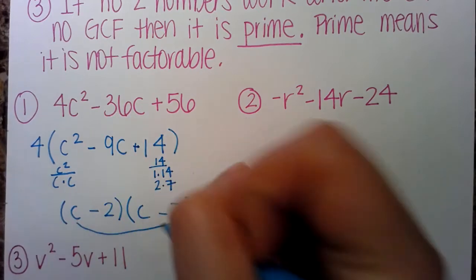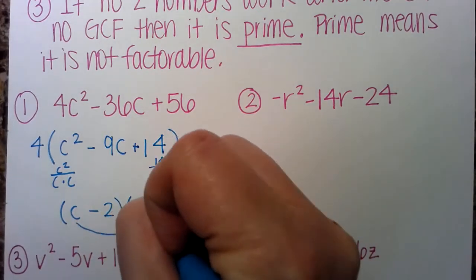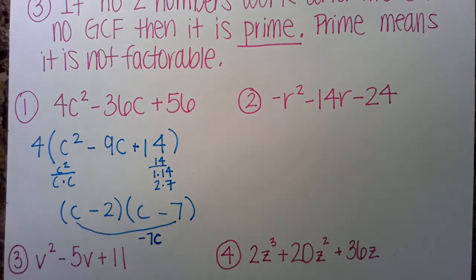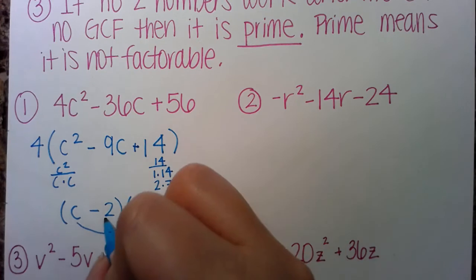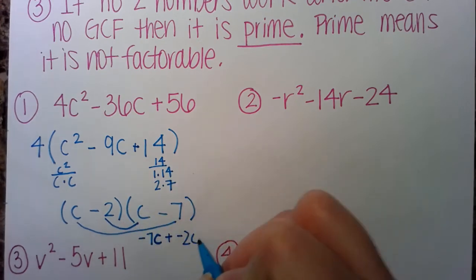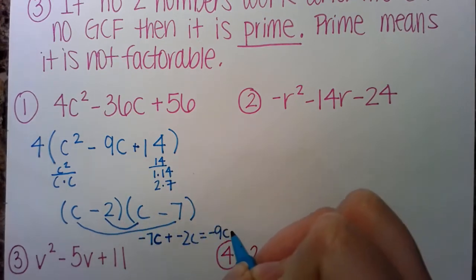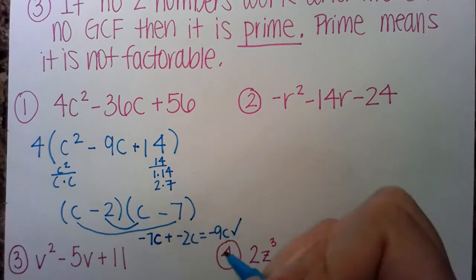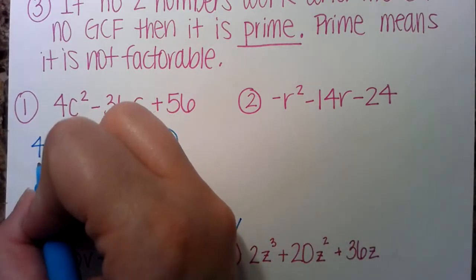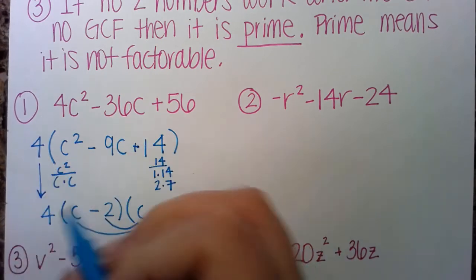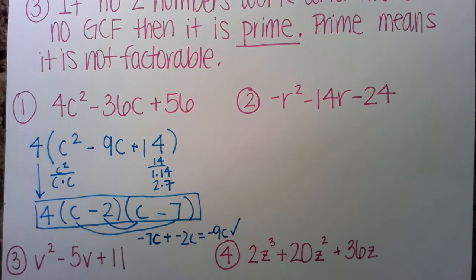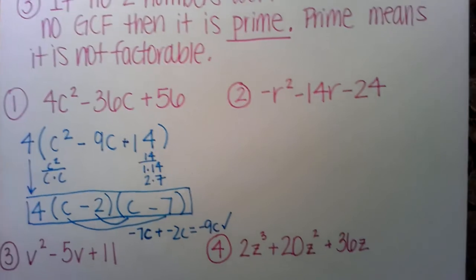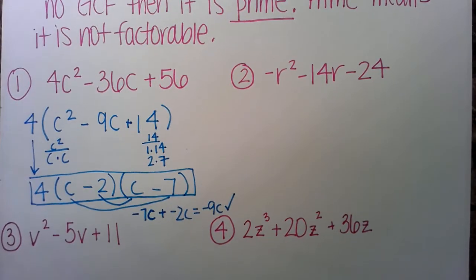I'm checking right now, not factoring, but if I check, I'm going to get negative 7c plus my inside term, which is negative 2c. That does add up to negative 9c. So my final answer is actually, we're going to have to bring this GCF down. So my final answer is 4 times c minus 2 multiplied by c minus 7. That's my final answer.